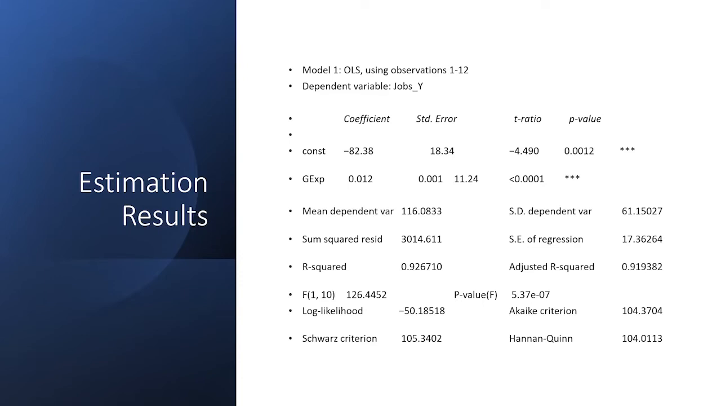So if I wanted to write this model with numbers, now that I have estimated the numbers, then it will be that y is equal to negative 82.38 plus 0.012 times government expenditure. Jobs y equal to negative 82.38 plus 0.012 times government expenditure, right? So that is my estimated results, okay? And what you then have are, what are your errors in each one of these estimations?